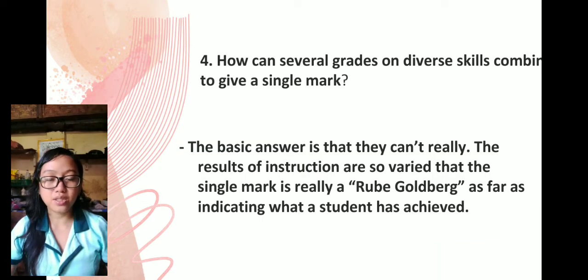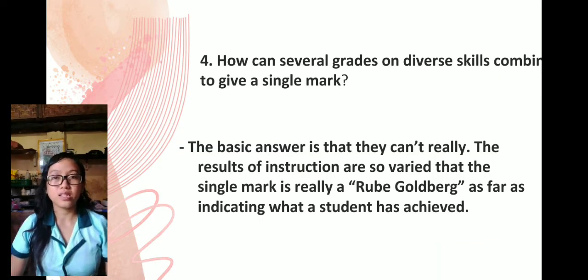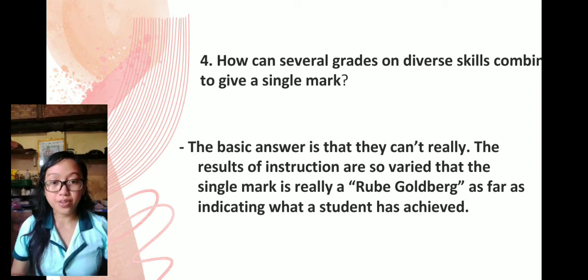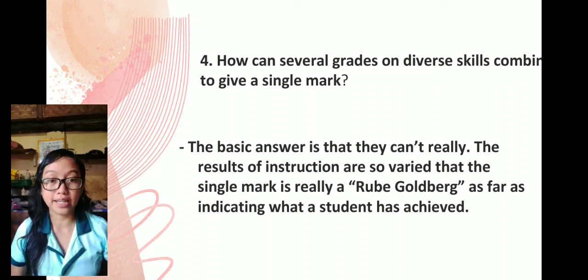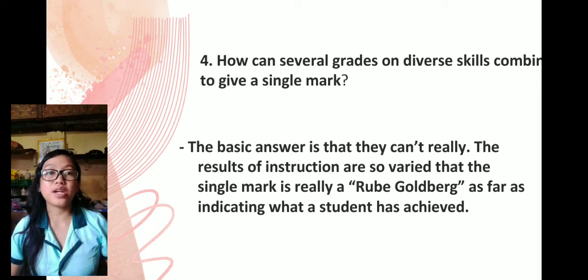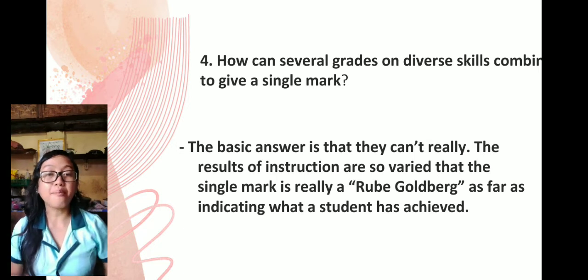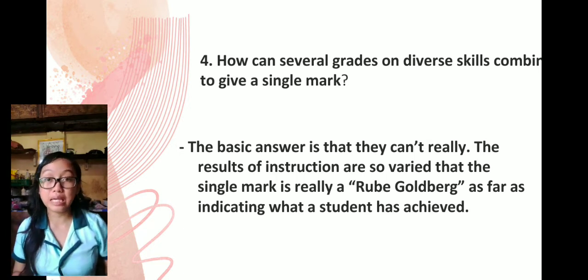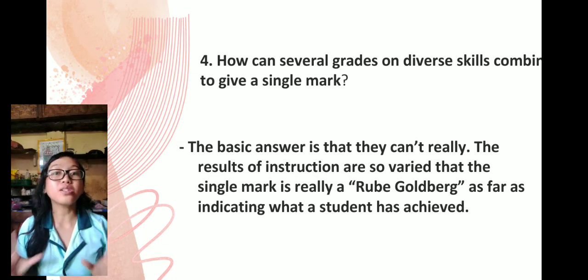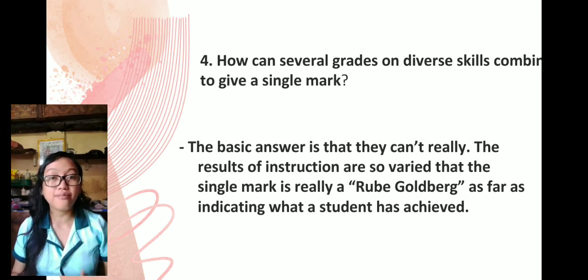Now let's proceed to the last question, which is how can several grades on diverse scales combine to give a single mark? Based on the book, the basic answer is that they can't really. The results of instruction are so varied that the single mark is really a rough gauge as far as indicating what a student has achieved. Every grade signifies what the child has done.